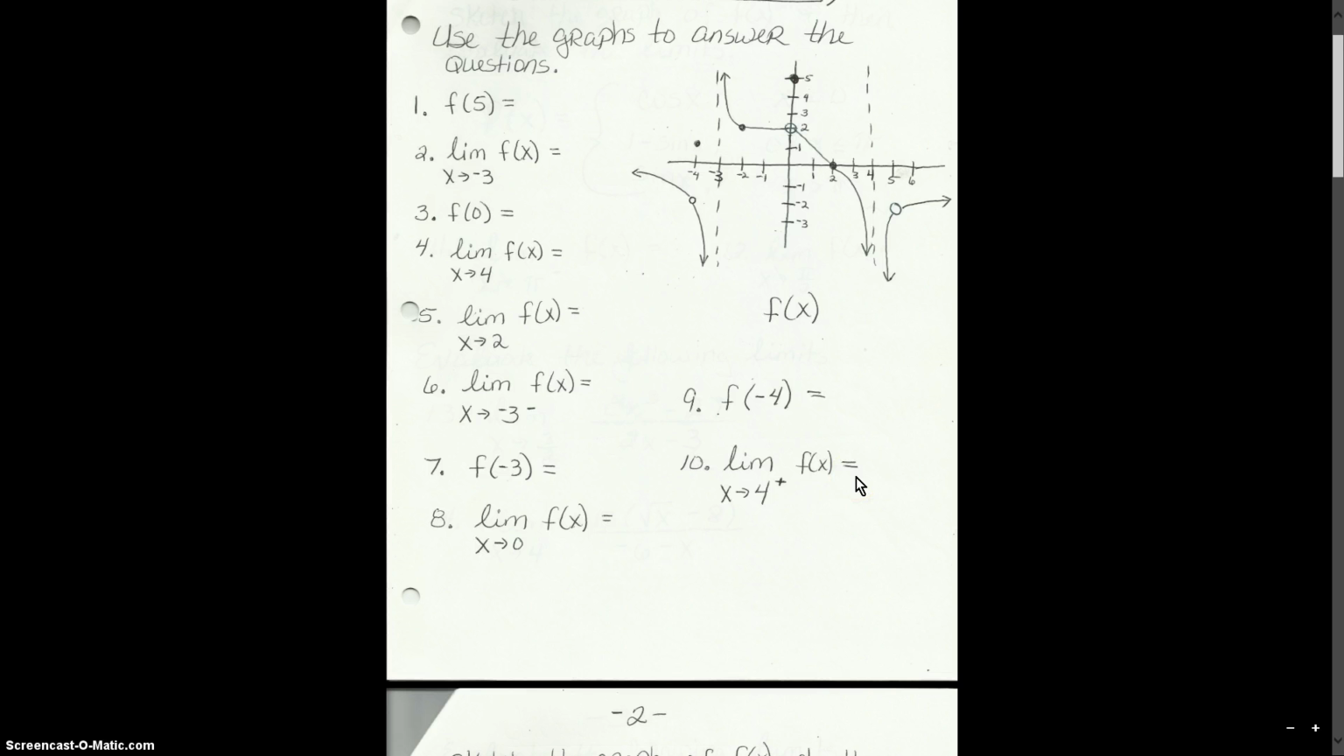Okay, so that is 1 through 10, and that's exactly what you're going to have on your test. You're going to have 2 of these, actually, and it's most likely 5 each for a total of 10. So you'll have 2 completely different graphs. The first graph will cover the first 5 questions. The second graph will cover the next 5 questions.